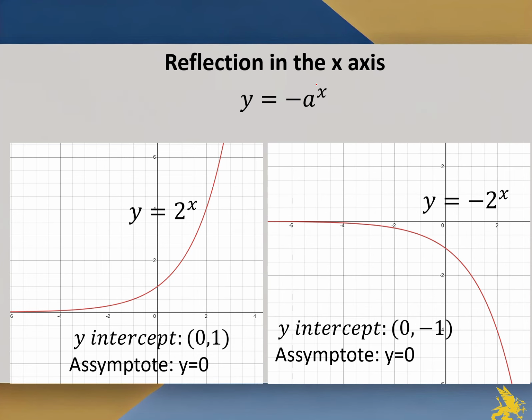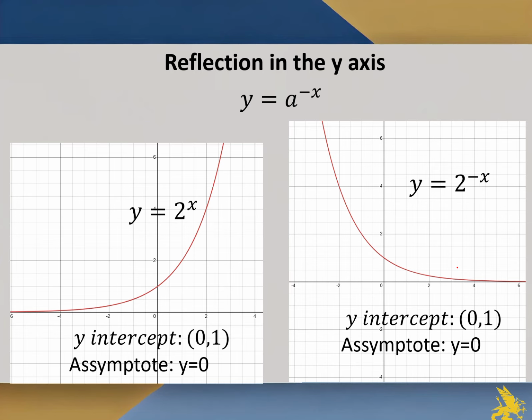Reflection in the x-axis. So this part here gives me my y value. If I wanted to do a reflection, then I put a negative here, and then this y value becomes a negative. So our intercept before was at 1, so now it's just going to be at negative 1. Everything else is identical.